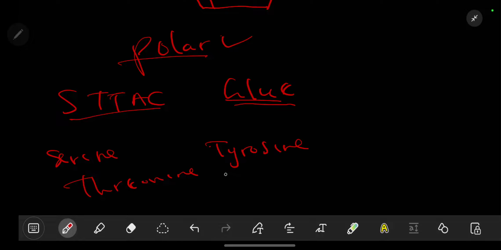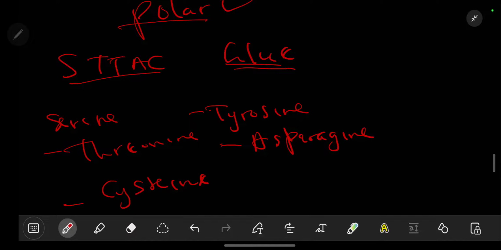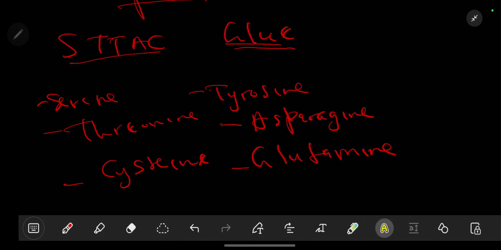As I said, this is an example of an aromatic amino acid. Then we also have our A, which is asparagine. Then we have our C, which is what we call cysteine. Then we have our G finally, which is just glutamine. So to remember these, let's group them in 2, 3. We have serine, we have threonine, and also what we are going to call tyrosine.